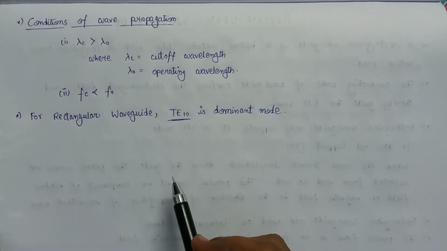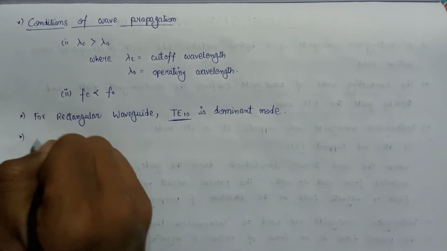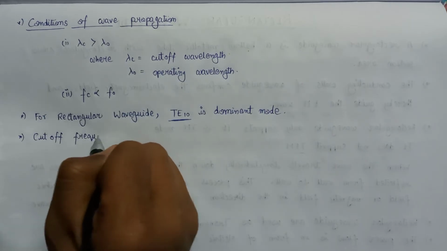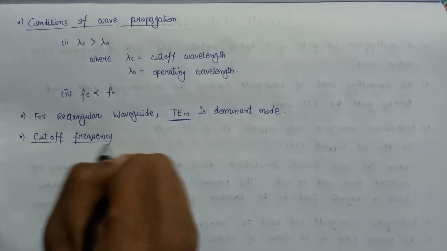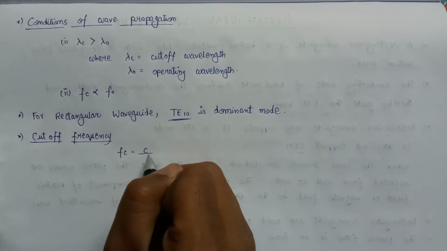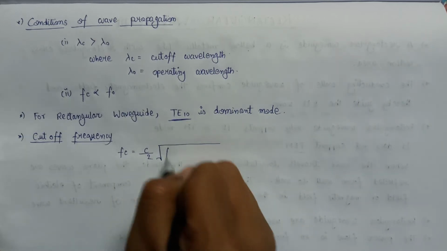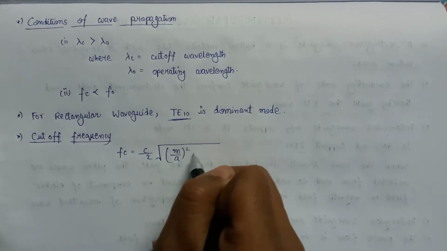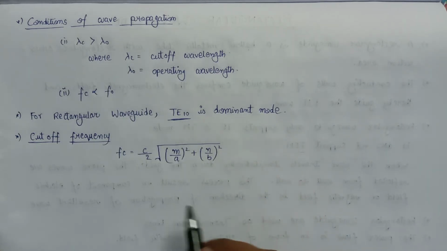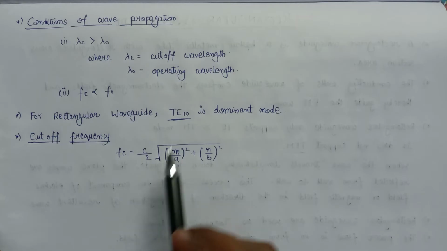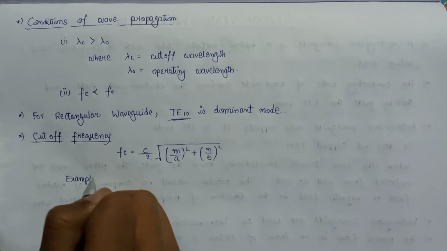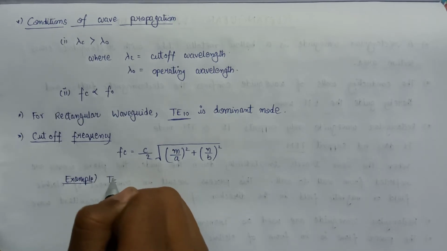Now let us have a look at the cutoff frequency. As we have discussed in the previous lecture also, the expression for the cutoff frequency is given as c/2 times the square root of (m/a)² plus (n/b)². Let's calculate the cutoff frequency for this TE10 mode. So here is an example for the calculation of the cutoff frequency for TE10 mode.